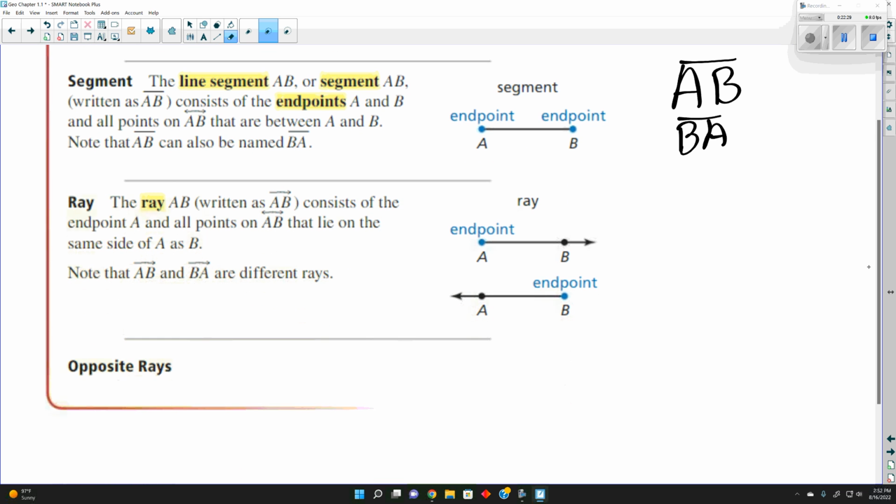I think I made that joke yesterday, didn't I? Or it must have been a different hour. So a ray has an endpoint and continues on in one direction. That's what we call a ray.